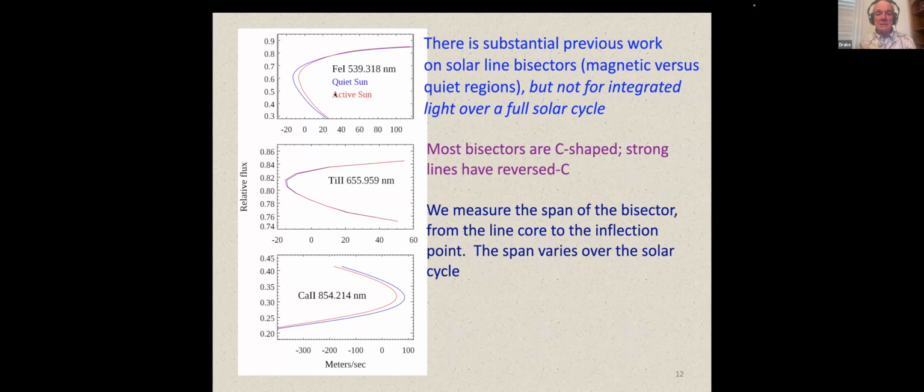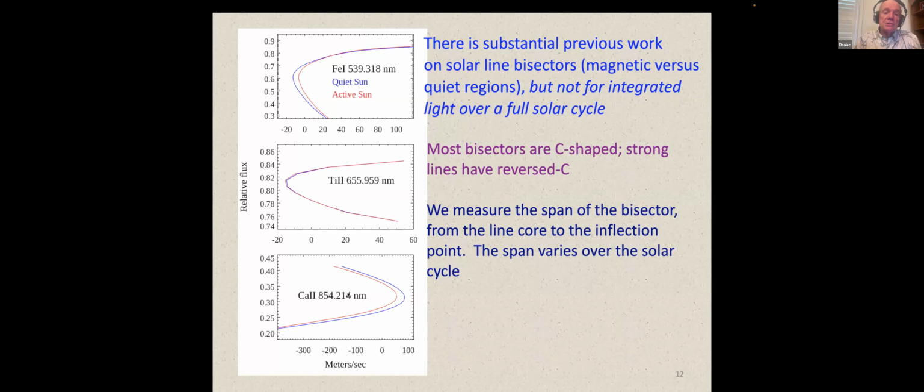The bisector is C-shaped because of solar granulation and the velocities in solar granulation. When the sun is active, the magnetic field tends to suppress those granular velocities, and thus the line becomes less C-shaped and more symmetric. Not all lines are affected very much by solar magnetism. This ionized titanium line in the middle panel is essentially the same in active regions, in active phases of the sun, and in inactive phases.